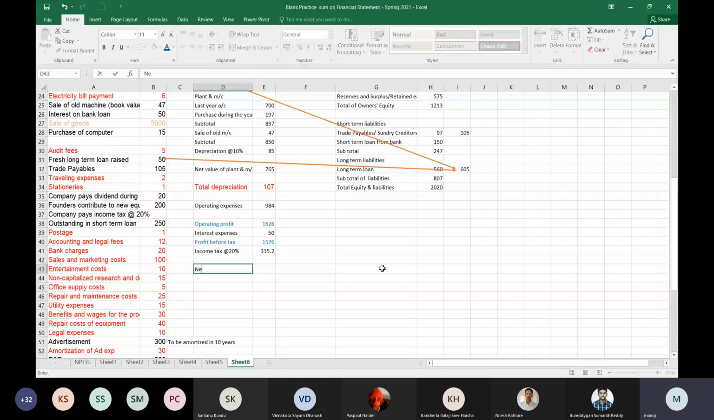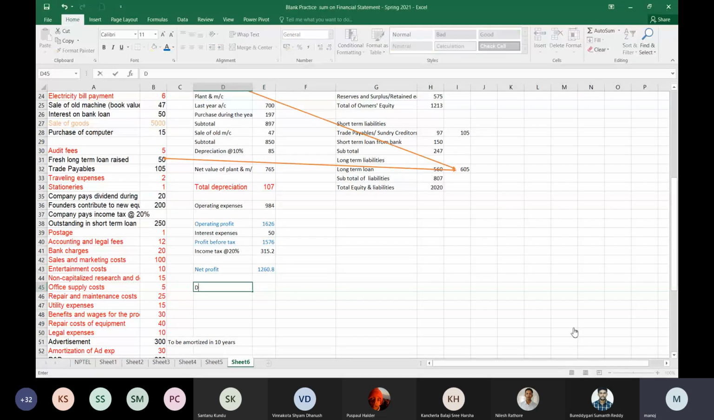So net profit is equal to profit before tax minus income tax, which is 1260 rupees 80 paisa. This is net profit. So we have come up to here. A lot of things are done.